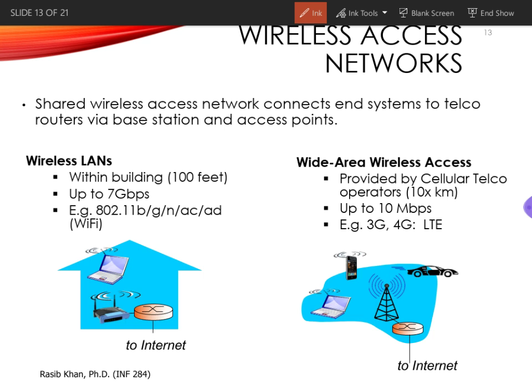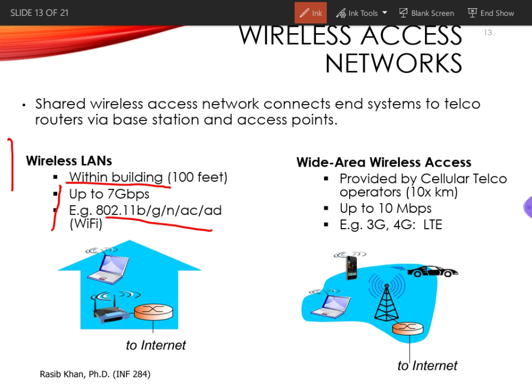Wireless access networks, which we commonly see today at homes, are basically the wireless LANs, right? So they are provided within a building, typically around 100 feet coverage, and in most cases go up to 7 gigabits per second. And there are many different versions which I've already looked at in wireless LANs.